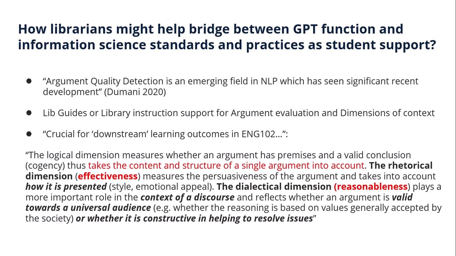Kind of like the LibGuides or library instruction, adding that dimension of context and perhaps how these specific arguments returned by a GPT list should be screened and filtered for how crucial they are downstream to learning outcomes beyond just creating a paper of argument. And this is a quote from one of the sources, Dumani, about the dialectical dimension, the rhetorical dimension, context of discourse, and other factors that I'm hoping librarians will be able to bring to the conversation in support of the outcomes that I seek with English 102.